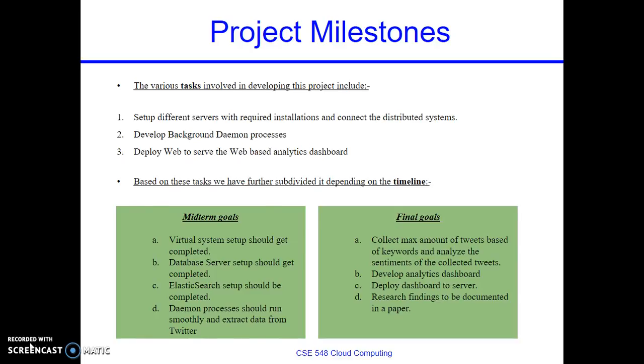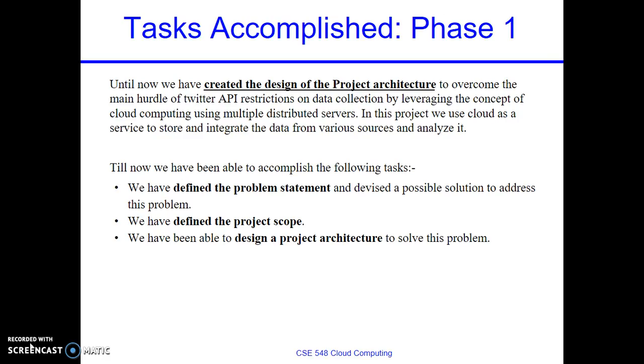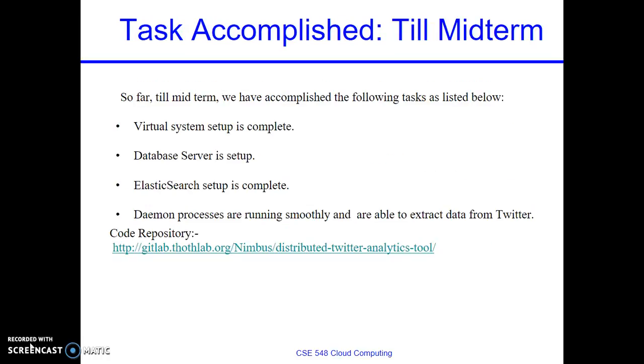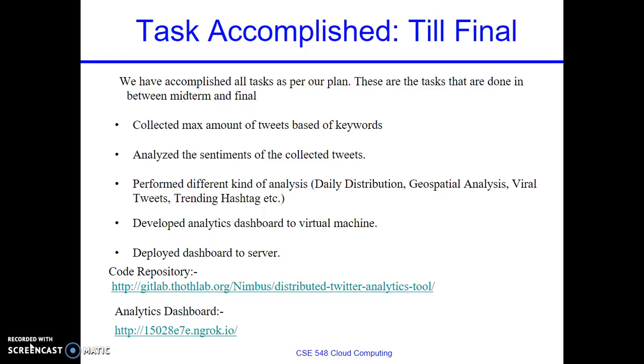So this is what we have done. Tasks accomplished in phase 1: we defined the problem statement, defined the project scope, and designed the architecture to solve this problem. Till midterm, we set up the virtual machines, did the database service setup, and also completed the Elasticsearch setup and the daemon processes. In the final, we collected the tweets, analyzed them, and created various charts to show analytics of all the tweets collected. Our code repository is mentioned here, along with the public analytics dashboard. The public link for that is mentioned in this slide.